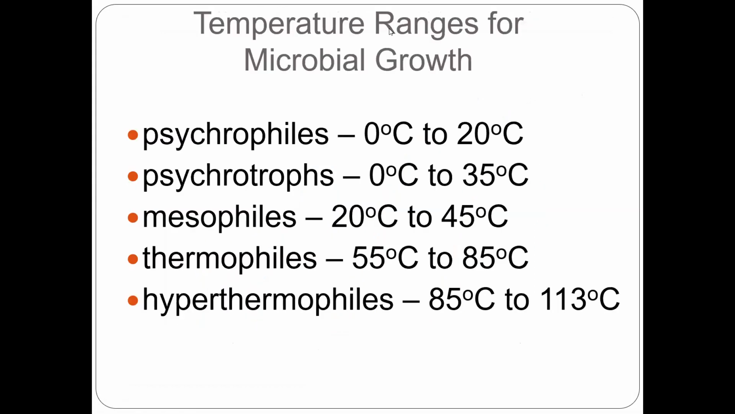Now, this is a temperature range for the microbial growth. So you see the psychrophiles, 0 to 20 degrees Celsius, psychrotrophs, 0 to 35 degrees Celsius, mesophiles, 20 to 45 degrees Celsius. Like I just mentioned, the mesophiles include most of the bacteria. So like E. coli and Salmonella, they won't grow at refrigerator temperature because their range is 20 to 45 degrees Celsius. That means they can grow very well at room temperature, because room temperature is about 25 degrees Celsius.